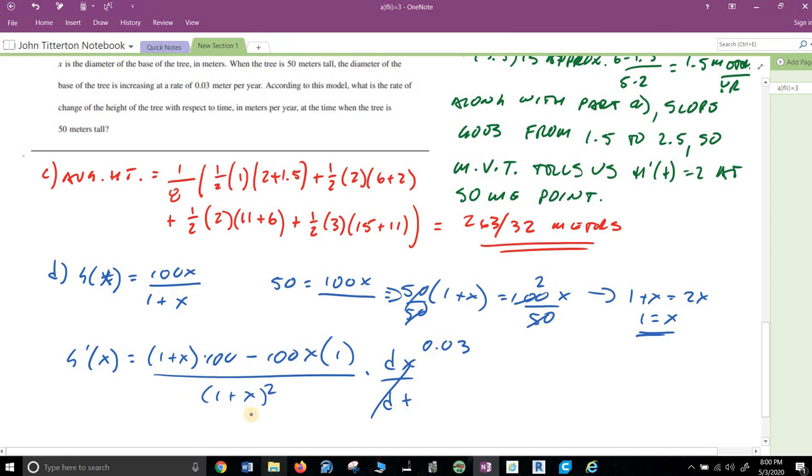This gets real fancy and changes. We end up with 100 plus 100x minus 100x. We just get 100 over 1 plus 1 squared. 2 squared is 4, times 0.03 gets us 0.75 meters per year.